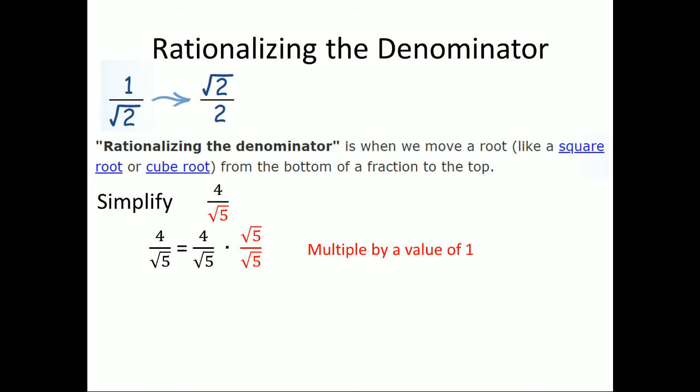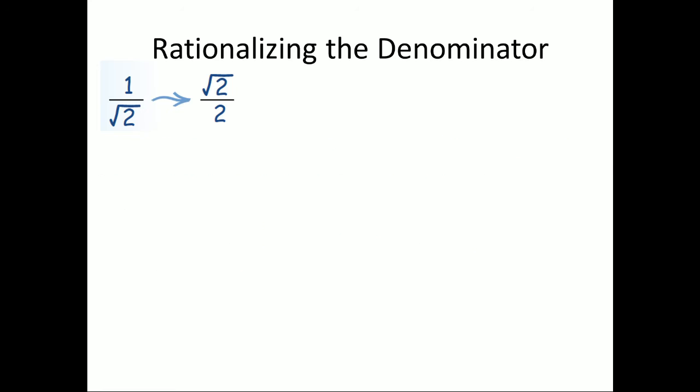The reason why I multiply the top and the bottom by square root of 5 is because, based on the product rule, look at what happens to the bottom. Square root of 5 times square root of 5 becomes square root of 25. And what is the square root of 25? That simplifies into 5. Do you see how, because I multiplied by the square root of 5 to the top and bottom, I got rid of the square root on the bottom because it became a perfect square? Look at the perfect squares.